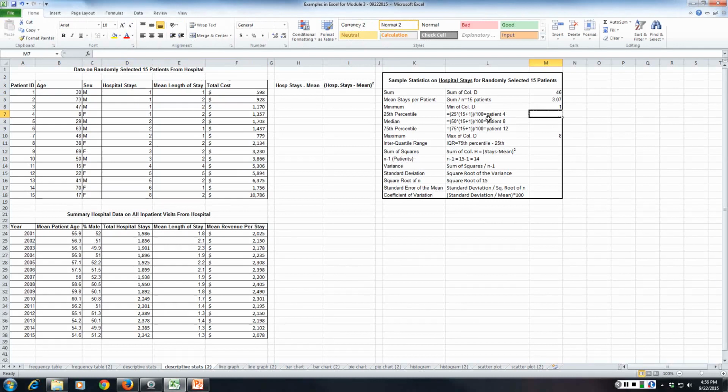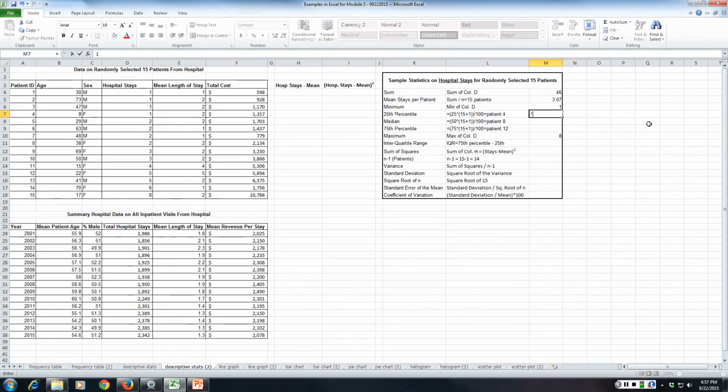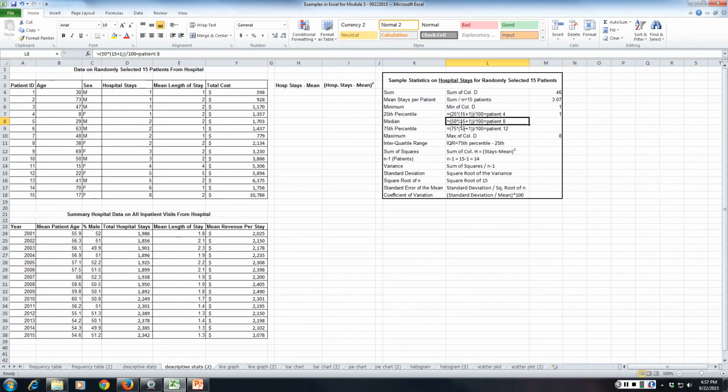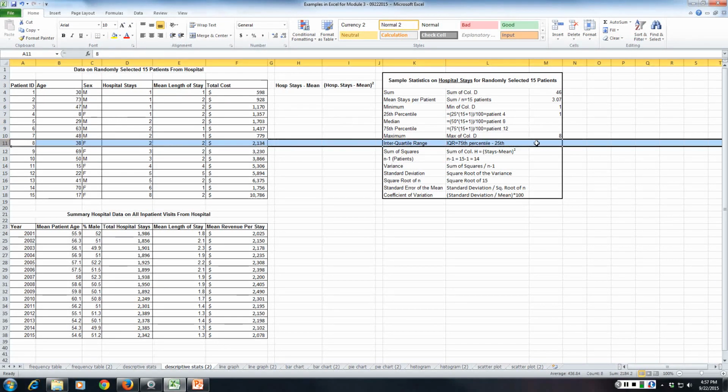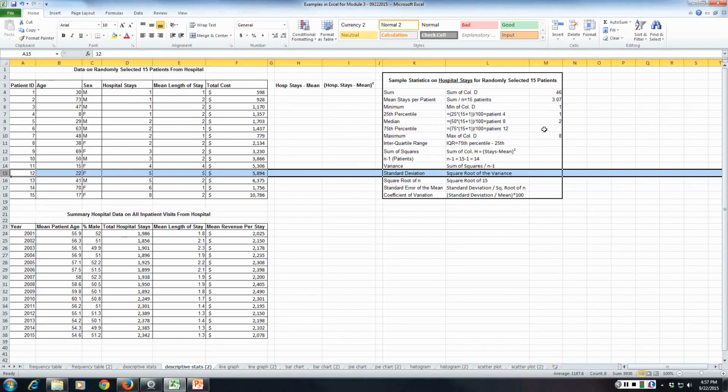Okay, so going back to the 25th percentile, we've identified that it's the 4th observation, for patient 4 right here. Patient 4 has 1 hospital stay. So 1 hospital stay is the 25th percentile. The median, we've gone ahead and calculated that. The median is the 50th percentile, which would be 50 multiplied by 15 plus 1, divided by 100. That's patient 8. That person has 2 hospital stays. The 75th percentile is patient 12 right here. That person has 5 hospital stays.